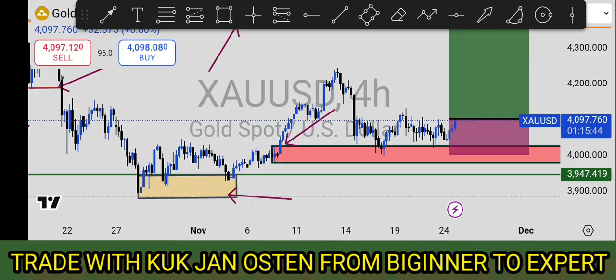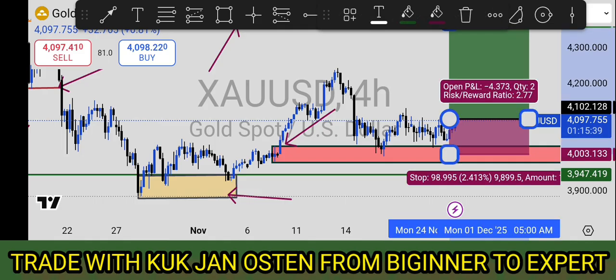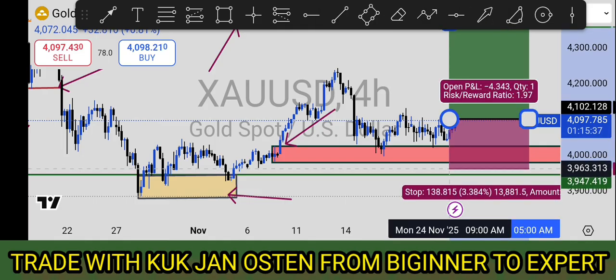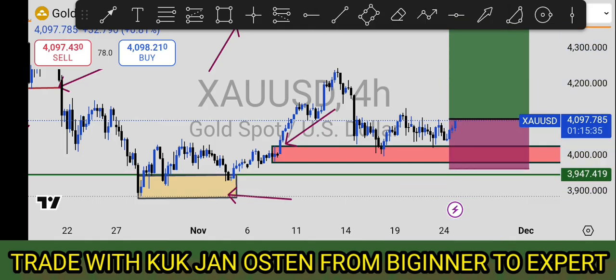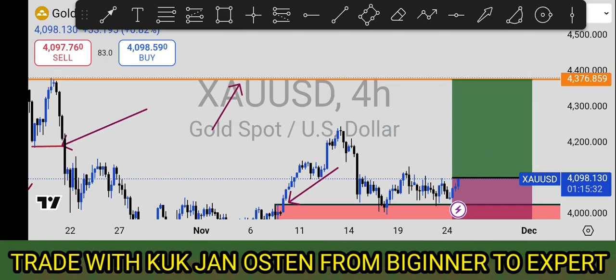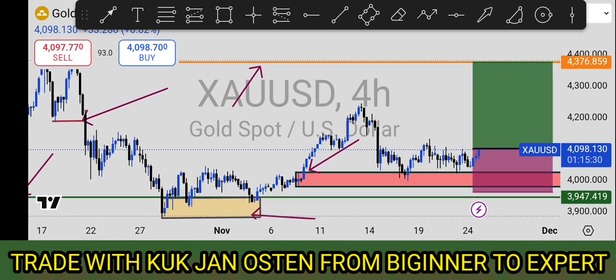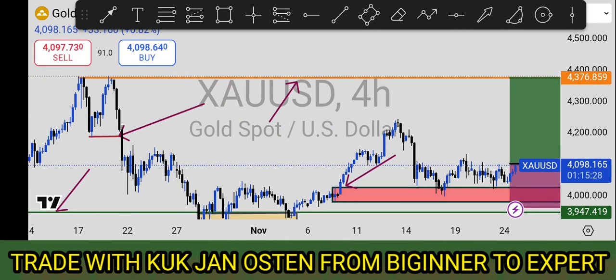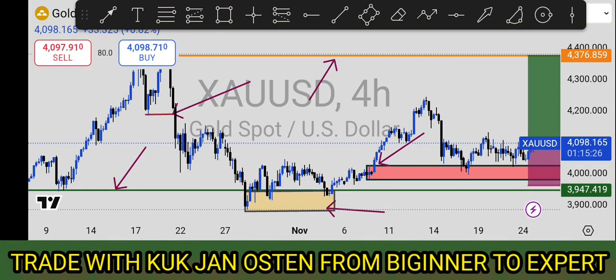So this order block zone has been mitigated. Our stop loss is going to be placed below this order block, below this structure. Because this is the zone which has been mitigated, this is now a swing trade. Our target is going to be around here, around this zone.